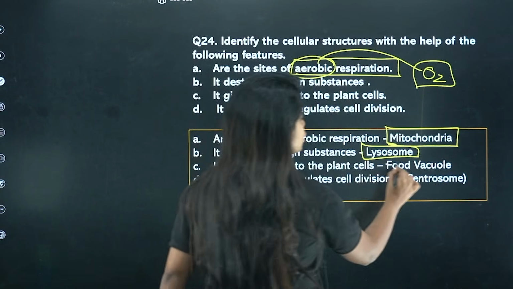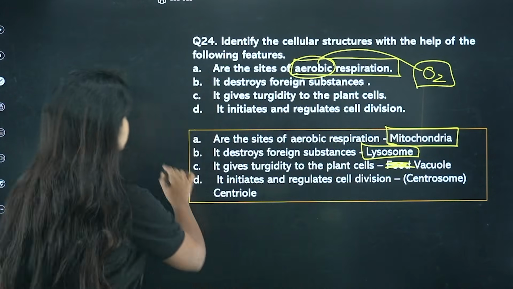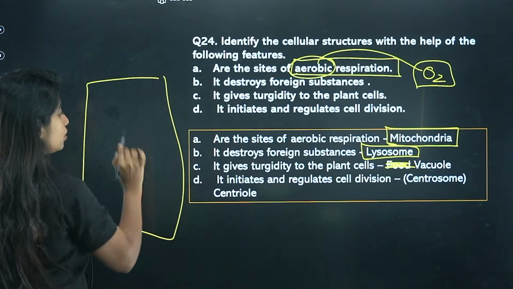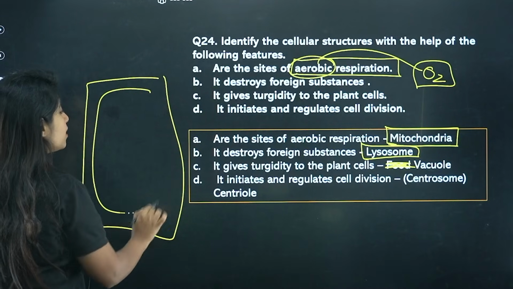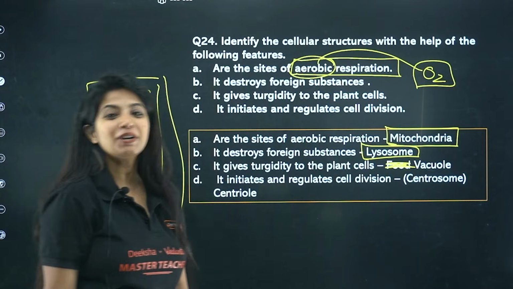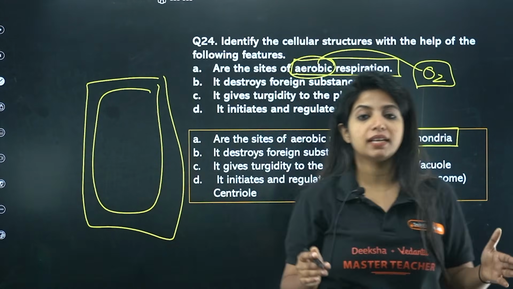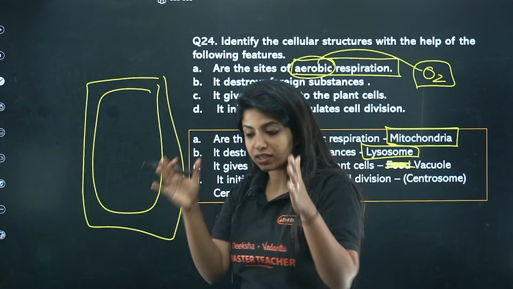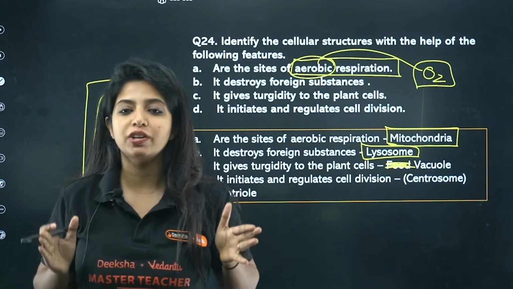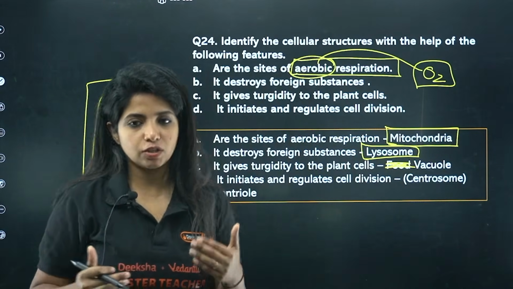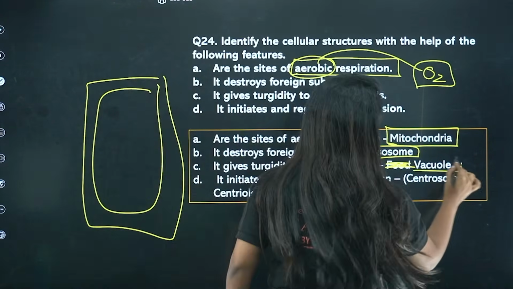Fine. Next thing, it gives turgidity to the plant cell. So turgidity, my dear children, if you have ever noticed the plant cell, they have a very big vacuole. This vacuole is the one that provides turgidity, the proper structure to the entire plant cell. So your only answer for this question is going to be a vacuole.